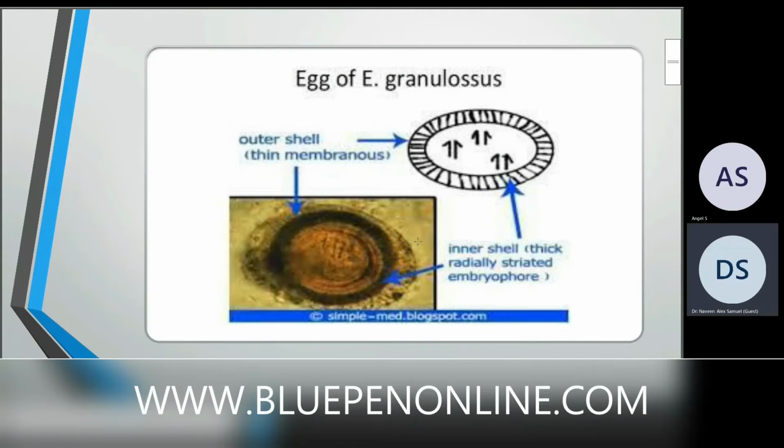This is how the egg of Echinococcus granulosus looks. It's bile stained. It has got 6 hooklets, and it is found in stool sample. The hooklets look like this on the right side. You can see the black and white image, the 6 hooklets. This egg looks similar to a Taenia egg, so you can't tell whether it's a Taenia egg or an Echinococcus granulosus egg.